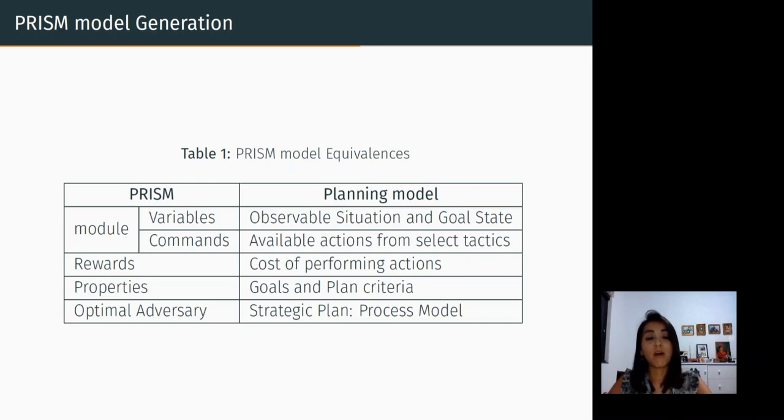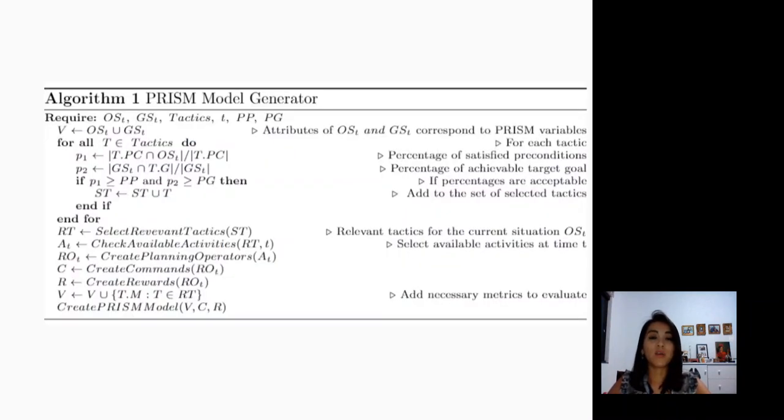The property file represents the goal and the plan criteria. That's something that we want to maximize or minimize. That could be the cost or time. After solving this MDP model, PRISM gives us an optimal adversary, which for us represents the strategic plan or the process model.